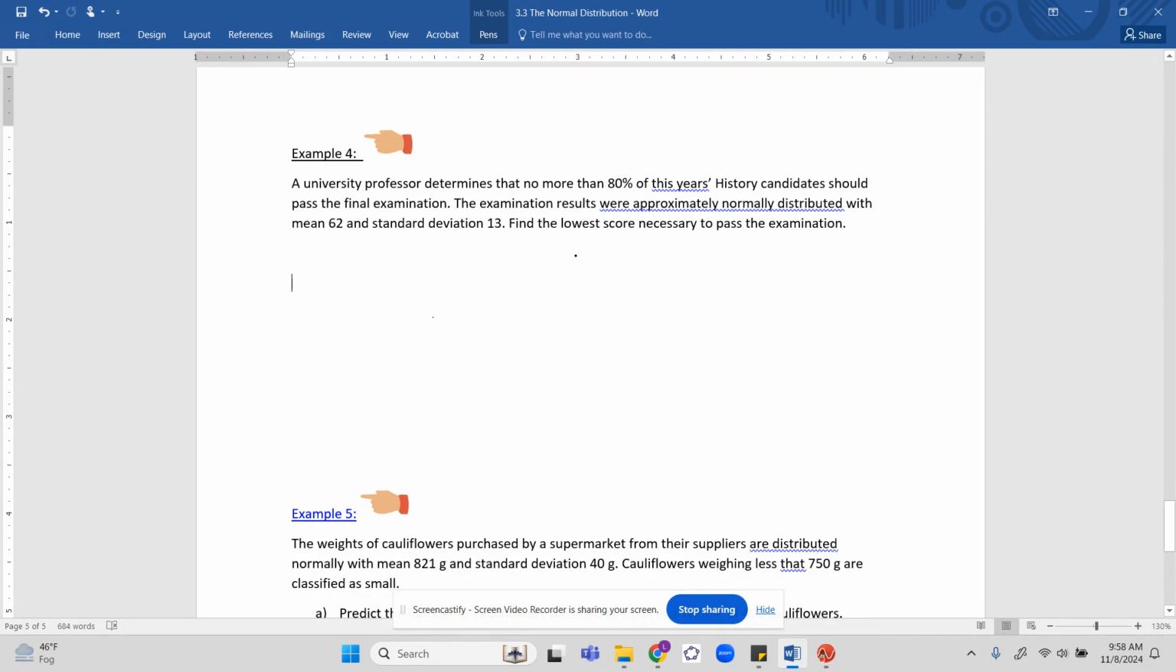The examination results were approximately normally distributed with mean 62 and standard deviation 13. So I'm going to say X's exam scores. X follows a normal distribution with mean of 62 and standard deviation of 13. So I'm going to write 13 squared. Find the lowest score necessary to pass the examination.